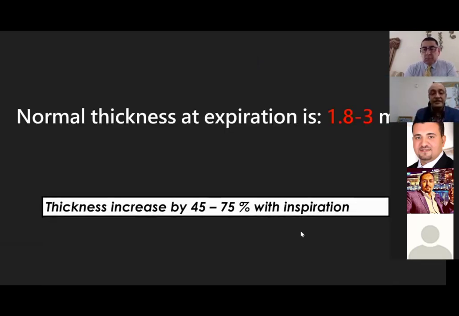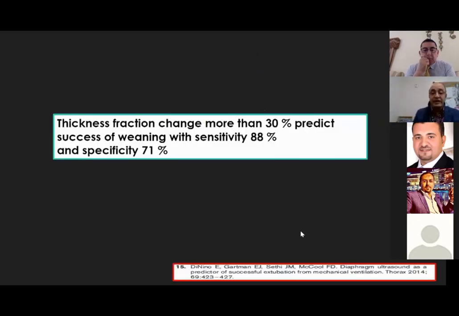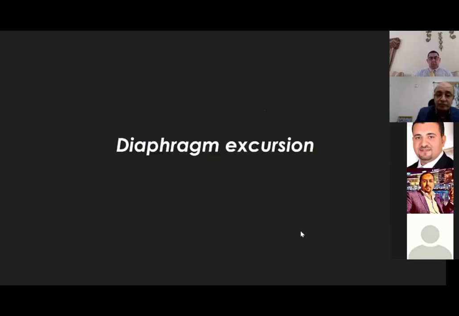Normally in me and you, this thickness percentage is more than 50%; the muscle increases very significantly within inspiration. In critically ill patients, if it's more than 30%, it's a very good predictor of weaning success, with a sensitivity of 88% and a specificity of 71%, which is a very good percentage, by the way. It's even equal to, if not better than, the RSBI.